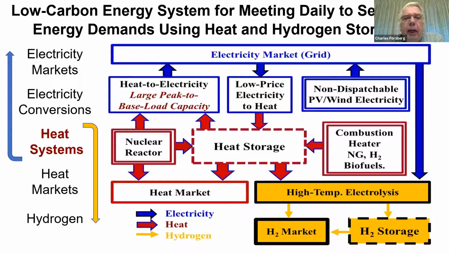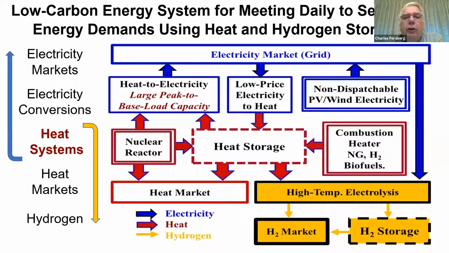In the middle of the slide, in the red boxes, is the heat generating sector. We have the nuclear reactor, we have heat storage, and we have the option of a combustion heater as a secondary heat generation source.